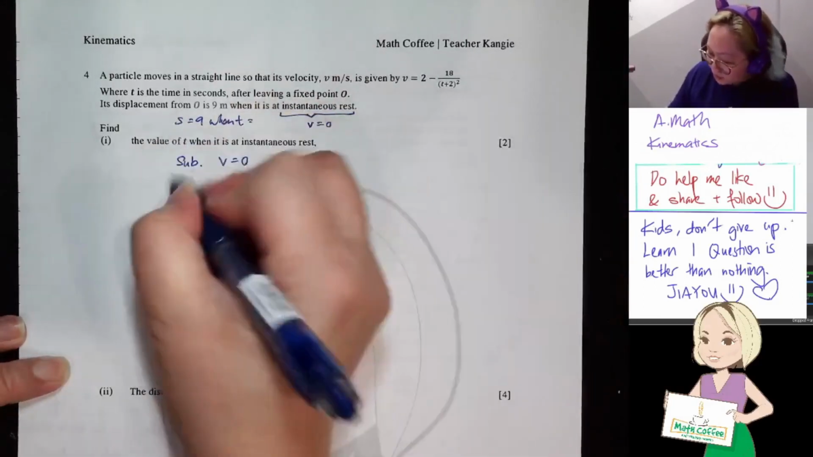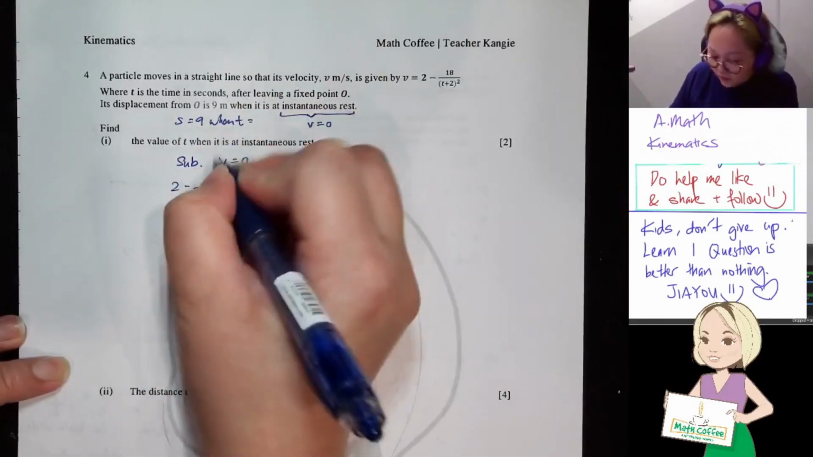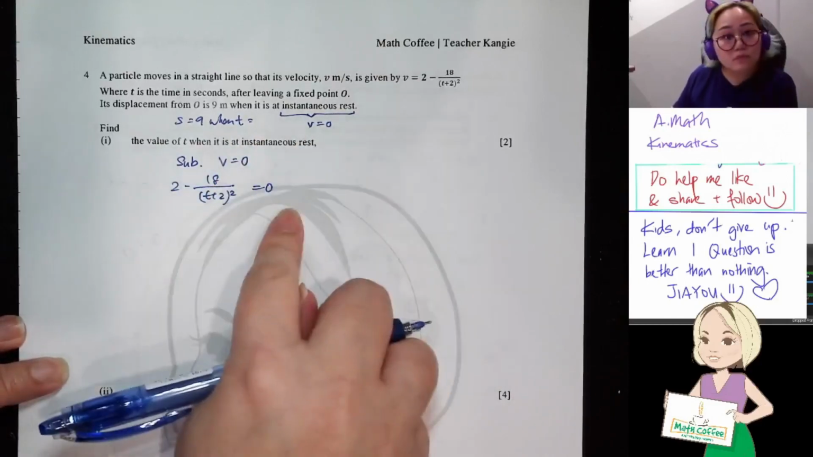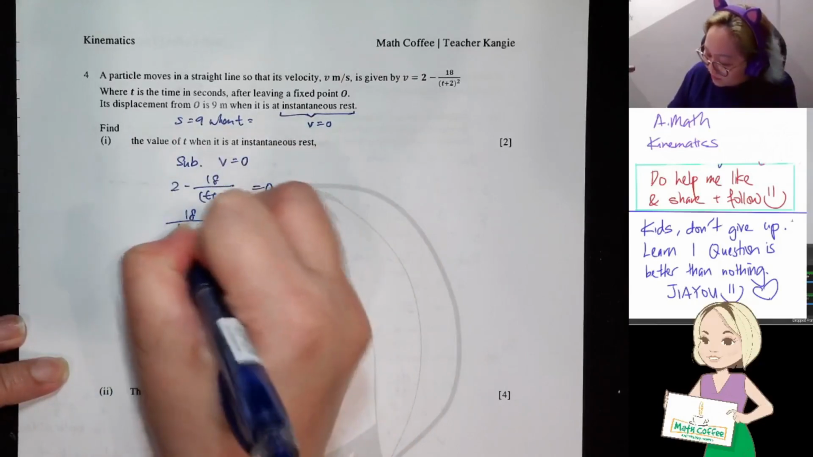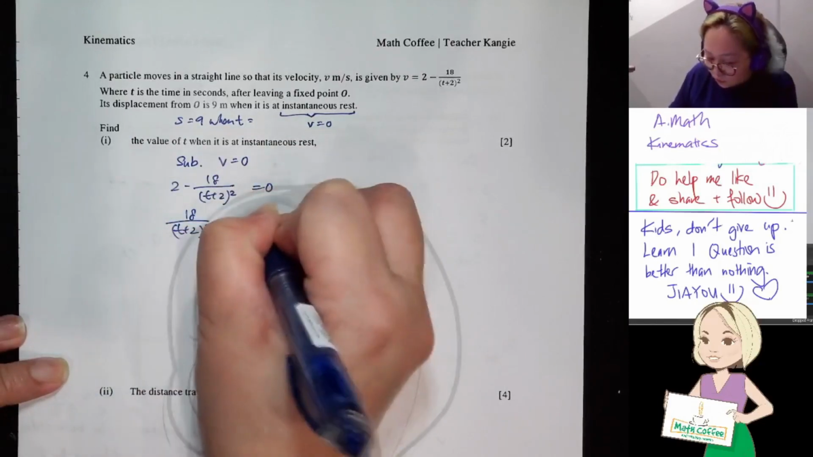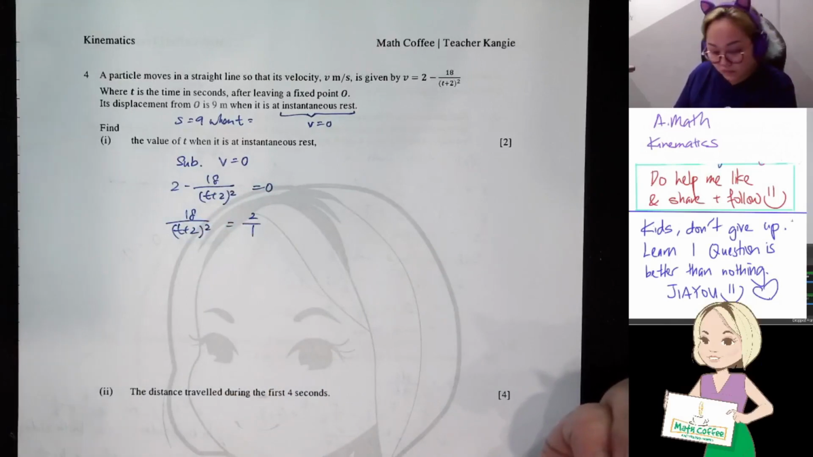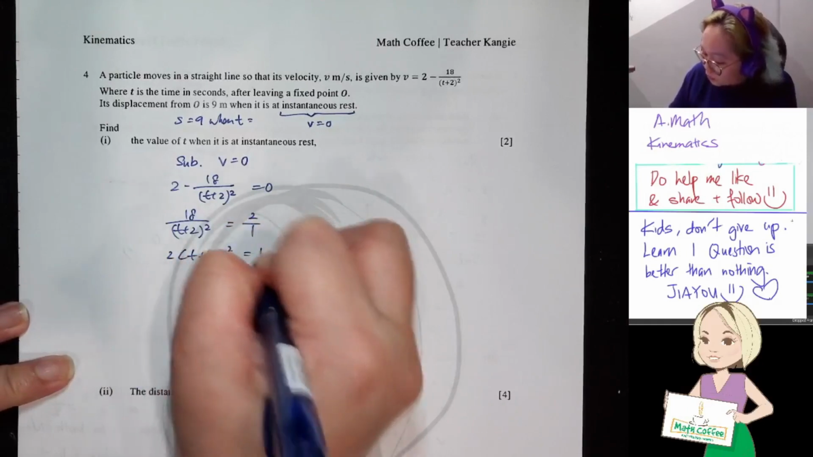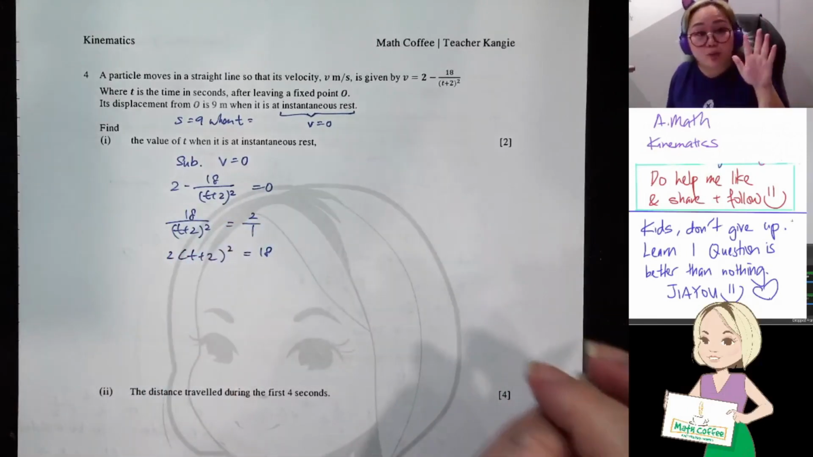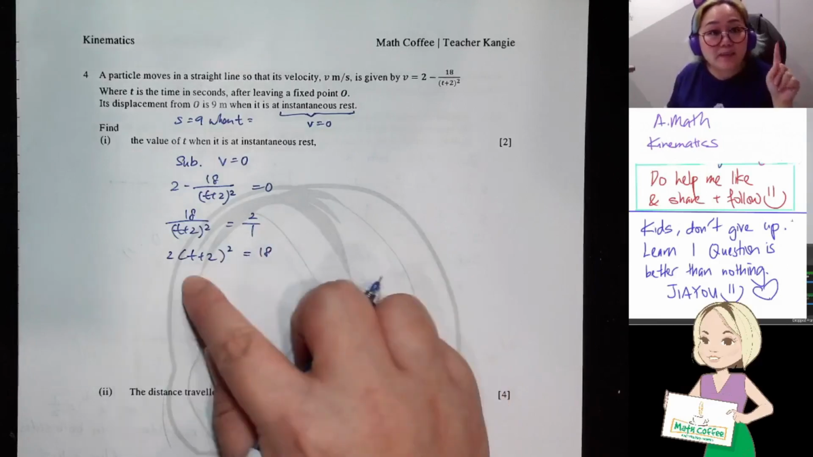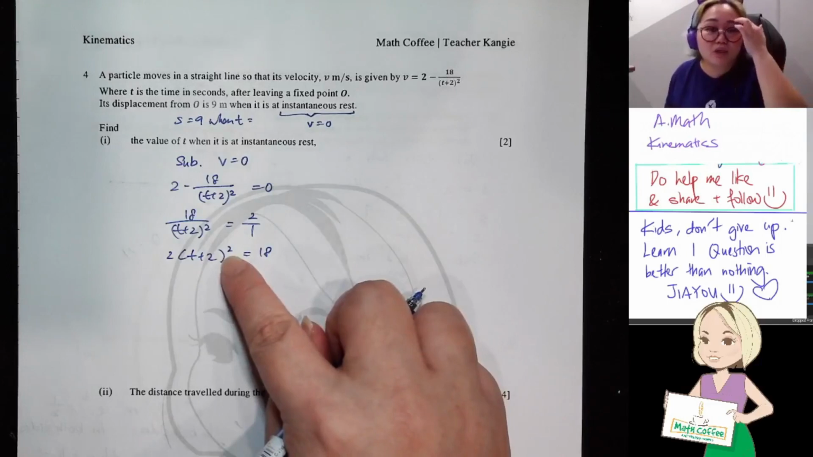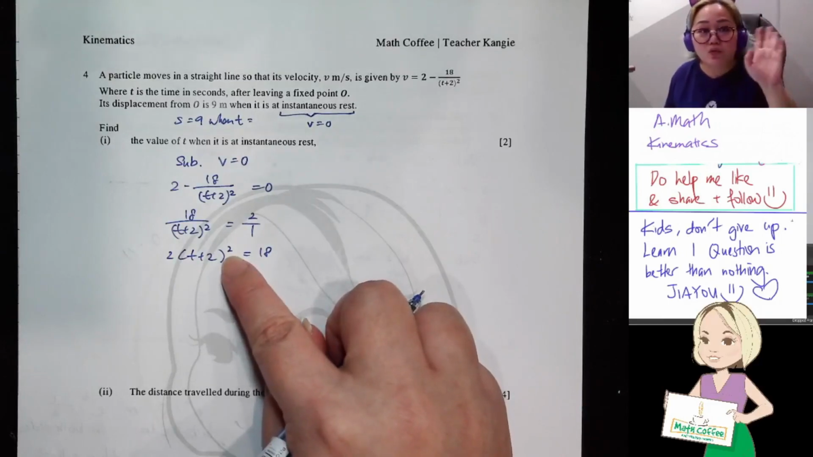So take this: 2 minus 18 over (t plus 2) squared equals 0. So we will have 18 over (t plus 2) squared equals 2 over 1. Cross multiply, so I have 2(t plus 2) squared equals 18. In this situation I don't expand, because I can see that 18 divided by 2 is 9, and 9 gives me a perfect square. When you give me a perfect square, that means I can square root later, so I don't need to expand and do the usual quadratic formula.